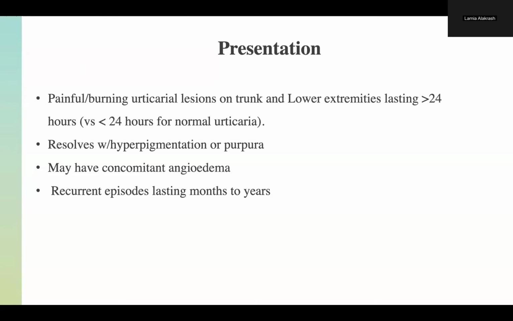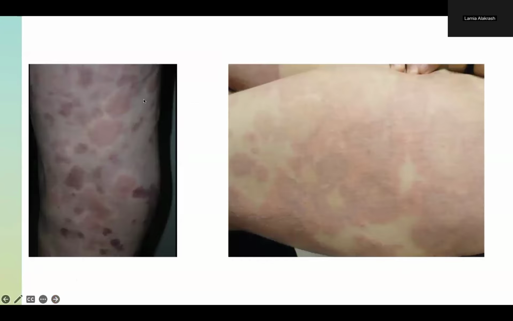We have a lot of patients where, when we biopsy, it's urticarial vasculitis. But when you have this feature, this definitely supports the diagnosis of urticarial vasculitis as compared to normal urticaria. It may have concomitant angioedema as in ordinary urticaria. And usually in this condition, recurrent episodes last a longer duration, maybe for months to years. So here we have an excellent example of urticarial vasculitis. You can see the typical urticarial lesion mixed with PIH and purpura.